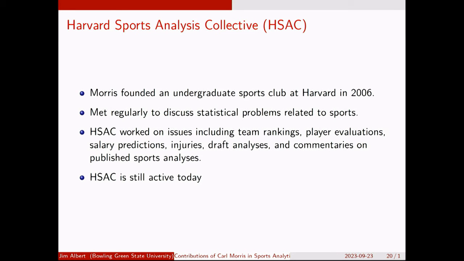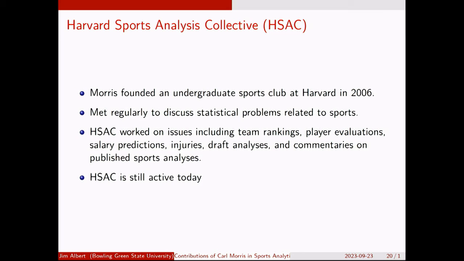Now, one of the things that really impressed me about Carl was he really loved to work with students. Many years ago, Fred Mosteller was a Harvard statistician who liked to work in sports also, and also worked with students. Following Mosteller's lead, Carl founded his undergraduate sports club in 2006. It was a place where they would meet regularly to talk over sports issues. It was just a nice opportunity, and this organization is still very active today.